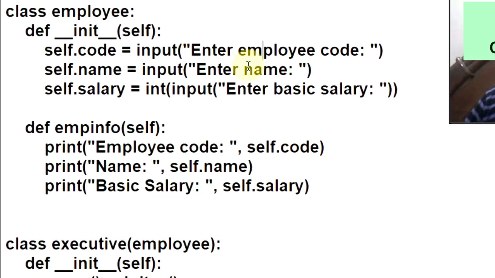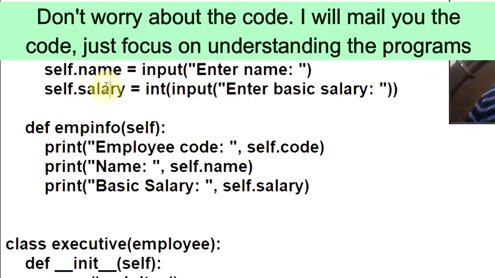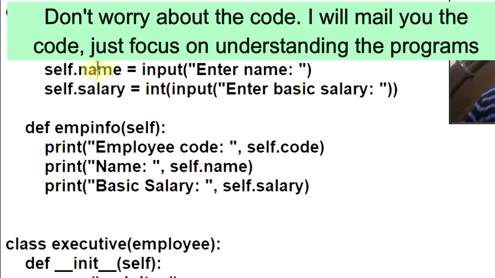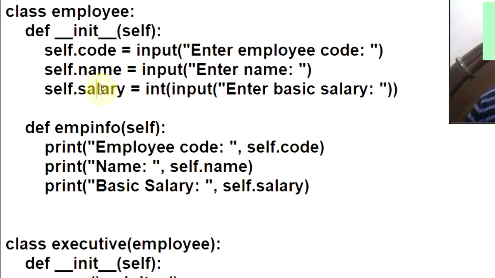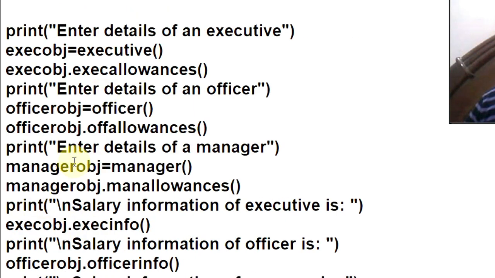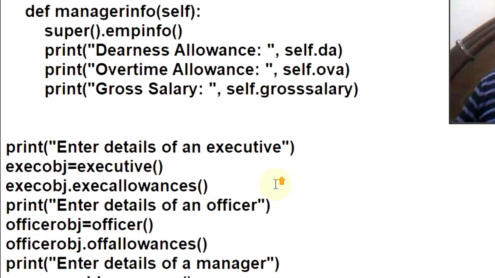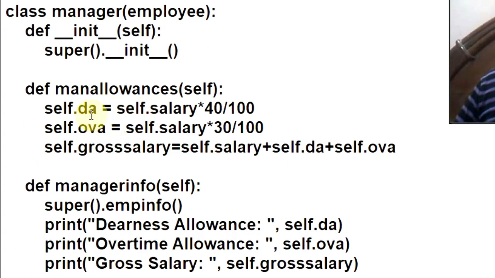Again it will ask to enter the code, name and salary. The data entered by the user will be assigned to the code, name and salary attributes. These are the attributes of the object which has invoked the function, that is of the manager obj object. After that the control will jump to the main function. You are invoking the man allowances function of the manager class. Control will come over here. It is calculating the dearness allowance and the overtime allowance, which is assumed to be 40 and 30% of the basic salary, and then gross salary of the manager class is computed.